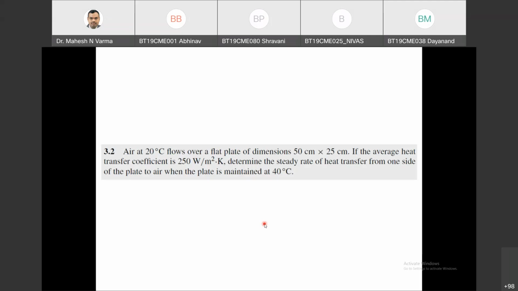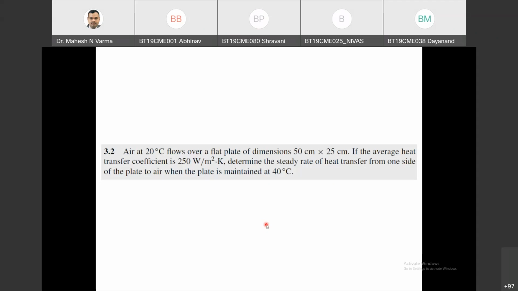From plate to the air, if plate is maintained at 40 degrees Celsius, so wall temperature is 40 degrees Celsius, bulk temperature is 20 degrees Celsius. You need to calculate the rate, so area is not needed at all for flux. Only heat transfer coefficient multiplied by delta T will give you watt per meter square, multiplied by area. So rate will be h A delta T. Flux will be h into delta T. So this is simple. Just put the values and get the answer.